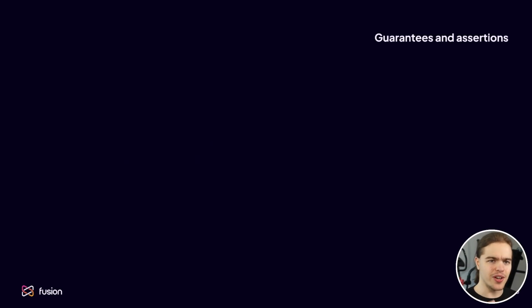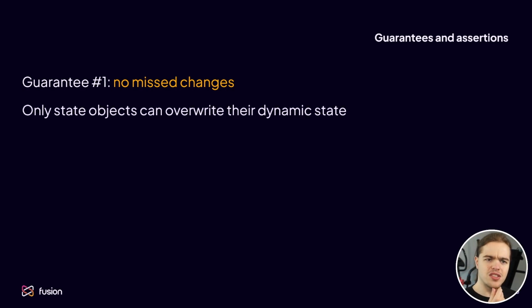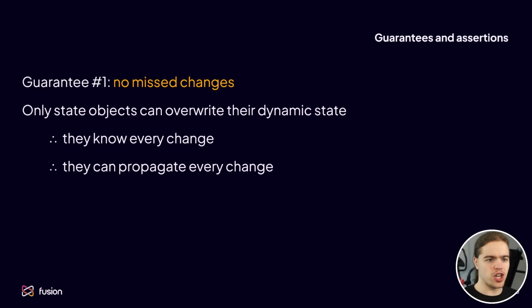Let's start with our first guarantee: no missed changes. Think about it. State objects are completely opaque, so only they can directly write to their dynamic state. Therefore, the state object must know every change that occurs, because it's the one doing every change that occurs. Therefore, it can always propagate the knowledge of those changes to every one of its users every single time. Or at least that's about 99% true.